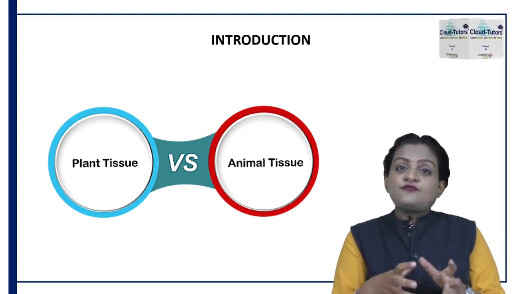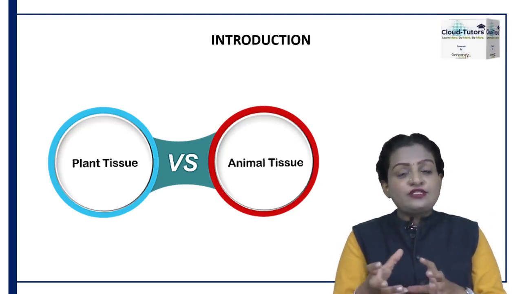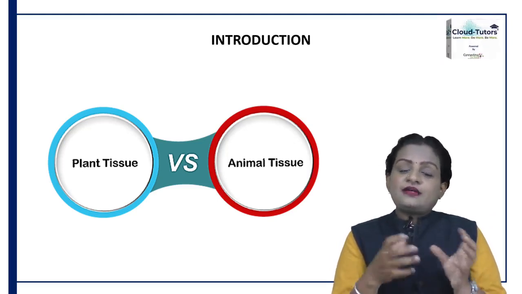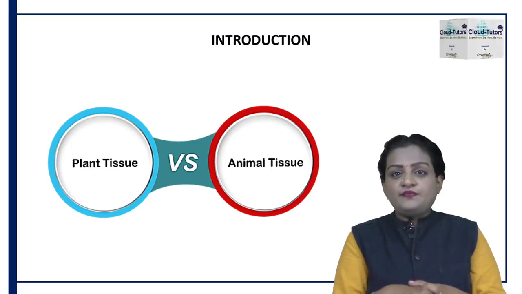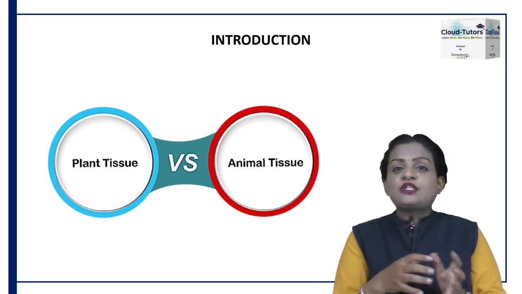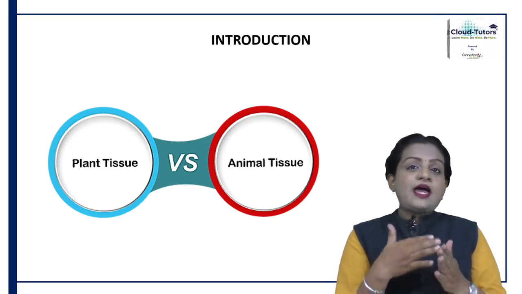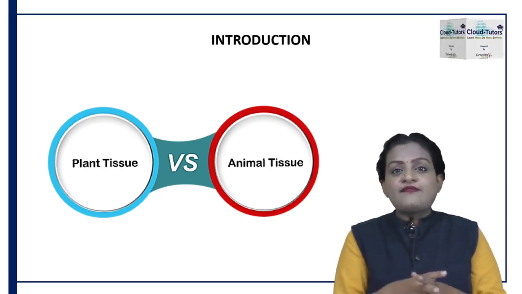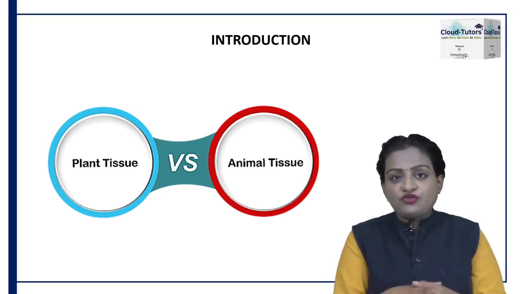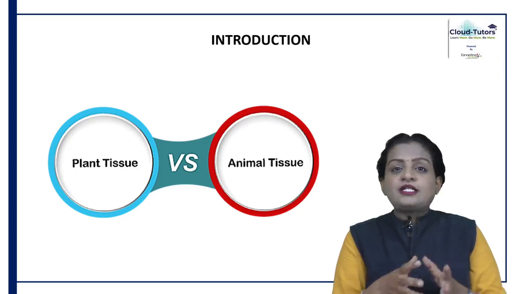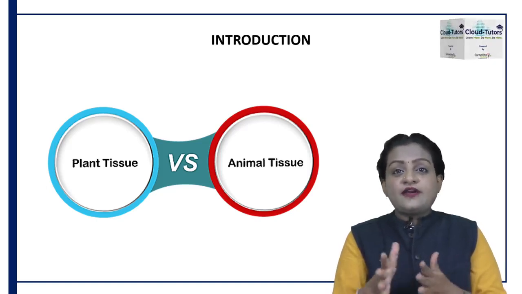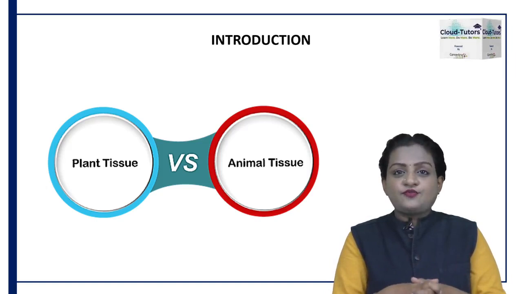In plant tissues, we have special cells which divide throughout their life and some tissues which do not divide at all. But in animals, we cannot categorize it that way because animals stop growing after a certain age, that is after maturation. So you can't categorize animal tissues as dividing and non-dividing as such.